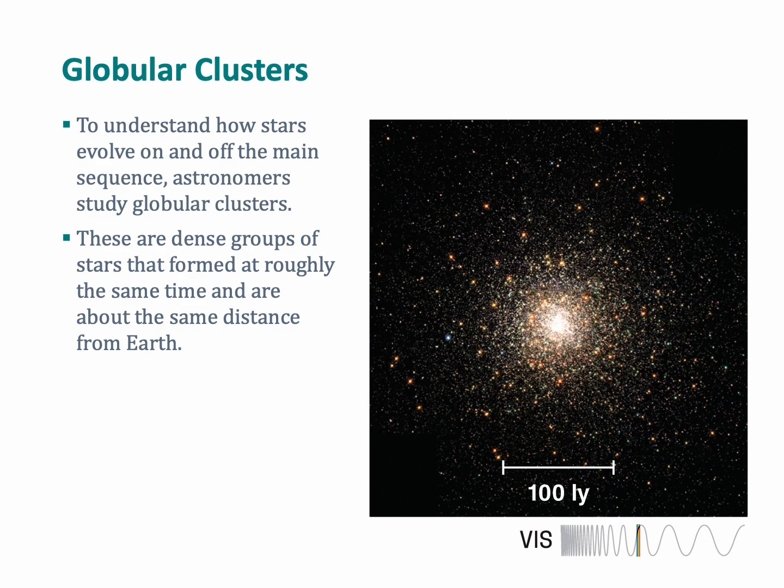How do we determine all these things about stars and the main sequence and their evolution? We can look at groups of stars that all formed at about the same time from the same materials. These are called globular clusters of stars.